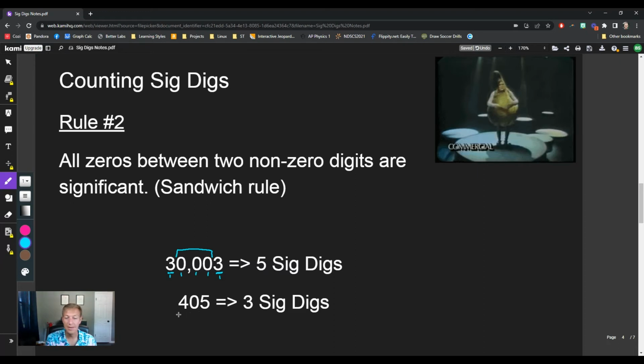Taking a look at this next one, a little bit more straightforward. We have 2 non-zero numbers, a 4 and a 5. And then there's 1 zero in between, so that zero must be significant, giving us a total of 3 Sig Digs in this number.